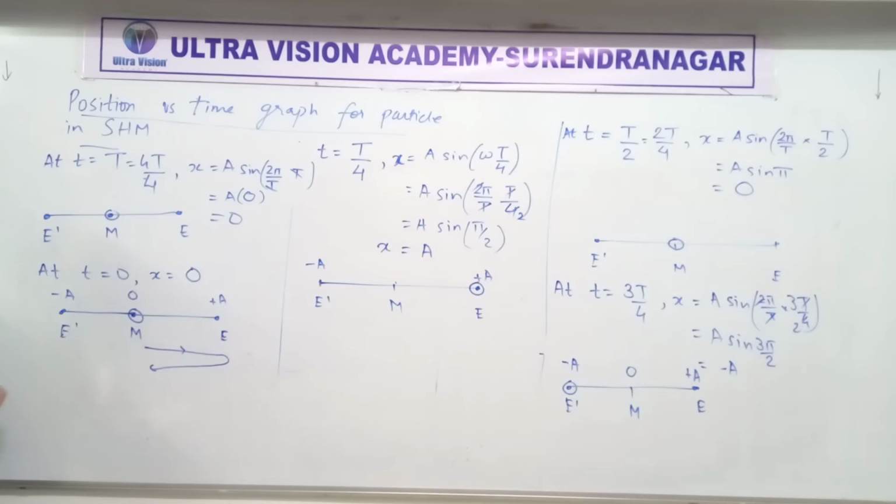So what's the journey like? Have a look again. M to E, T by 4. Then more T by 4, E to M. So time is now T by 2, half oscillation. Then from M to E dash, now time is 3T by 4. And then from here to here. Did you understand what I have drawn?